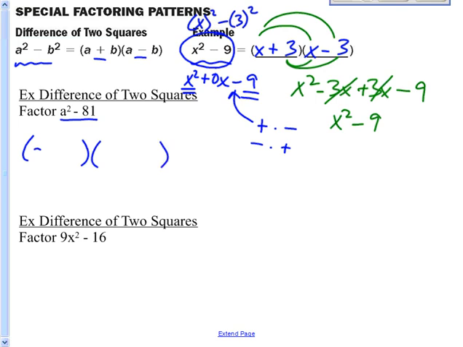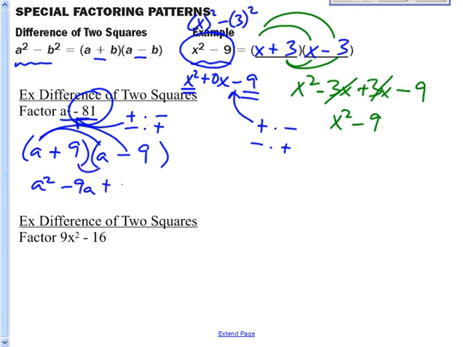So you're looking at the a squared, you know it's got to be a and a. You look at 81, and you're like, well, 9 and 9. Look at the negative on that. One's got to be a positive times a negative or a negative times a positive. Again, it really doesn't matter here because they both got an a and they both got a 9. Then you FOIL it just to check it. A squared minus 9a plus 9a minus 81. Negative 9a plus 9a is gone. A squared minus 81 is what we started with. So there it is, a plus 9 times a minus 9.